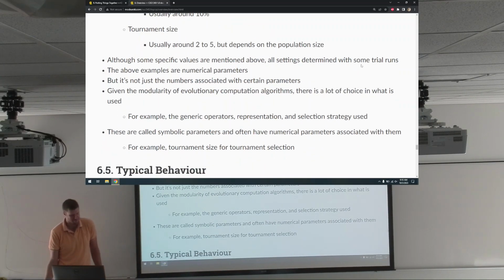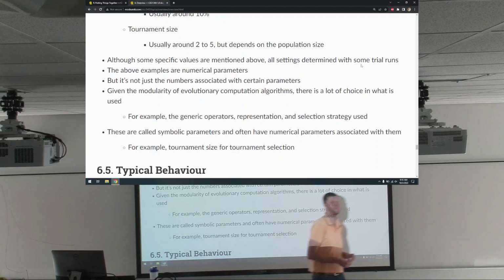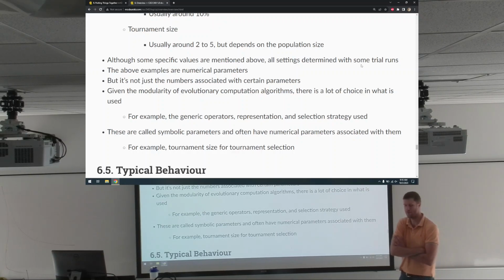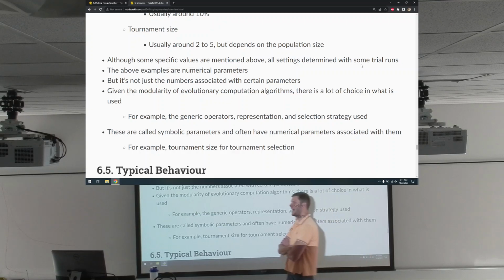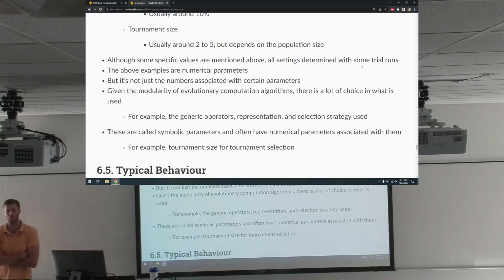Tournament size, maybe 2 to 5, but this really depends on the population size. As the population increases in size, your tournament, let me put it this way. Remember the word selection pressure. Selection pressure means the highly fit individuals are very likely to make it to the next generation. A high selection pressure situation is that: you're very likely to make it to the next generation.